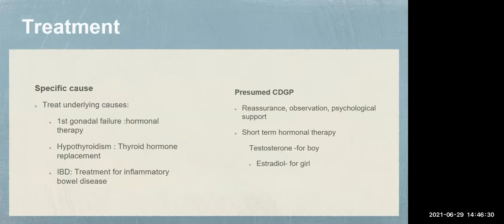So lastly is the treatment. Okay, for treatment of delayed puberty, it depends on the causes of the delayed puberty. If we find the specific cause, we need to treat the underlying cause. For example, if the delayed puberty is due to primary gonadal failure, such as Turner syndrome or Klinefelter syndrome, the treatment is by hormonal therapy. However, if the cause is hypothyroidism, we need to treat by giving thyroid hormone replacement. And lastly, if it is due to inflammatory bowel disease, we treat the disease.